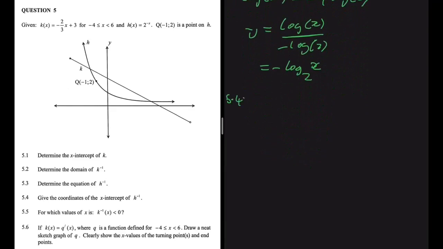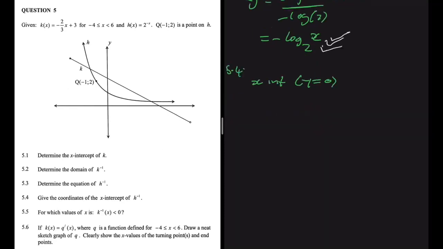And now moving to 5.4. So 5.4 says that let's give the coordinates of the x-intercept of h inverse. So again, for the x-intercept, we need y to be equal to 0, right? If we substitute that in our equation, let's not forget that this is the equation of h inverse, right? So we're going to have 0 being equal to minus log of x base 2. So we will divide both sides by minus 1 so that we can get rid of this minus here, right? If we do that, we're going to get 0, because 0 divided by minus 1 will still just be 0, being equal to log of x base 2.